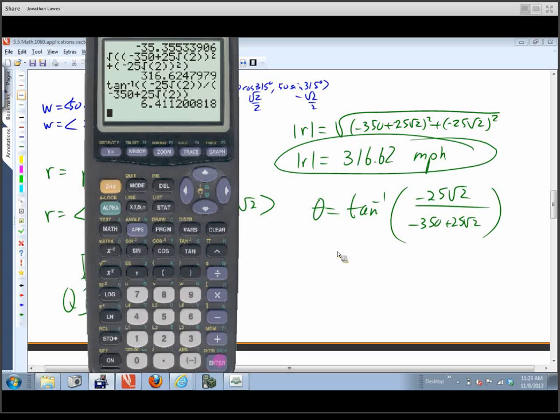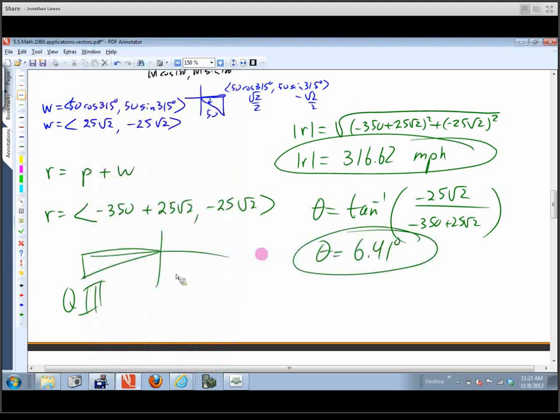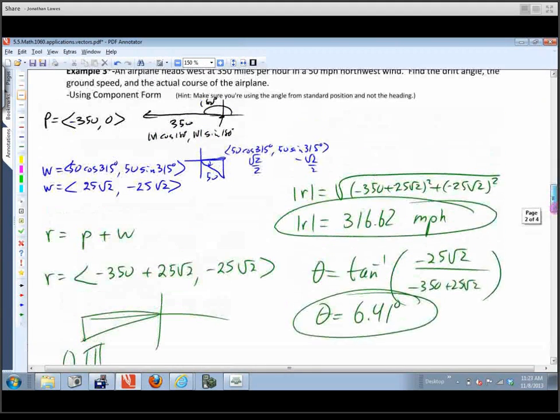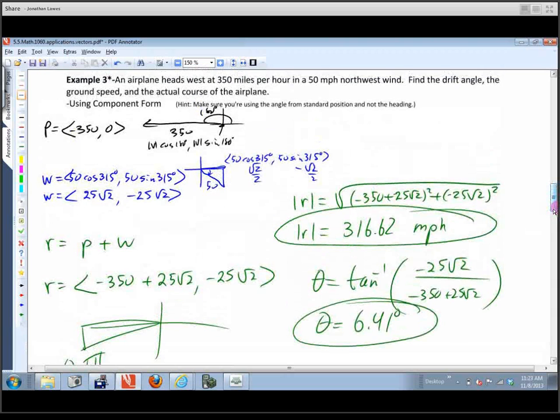Okay, our angle is 6.41 degrees. That's how much we're off course. Now we just need to go back to the original problem and think about, okay, wait a minute. I used component form to figure out the magnitude of the result of adding the plane and the wind, and I used the component form to figure out what this angle is right here.